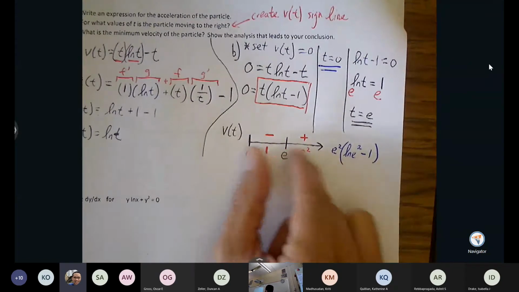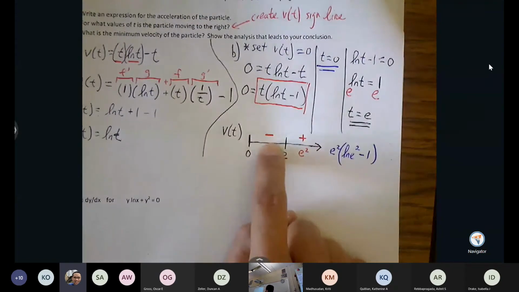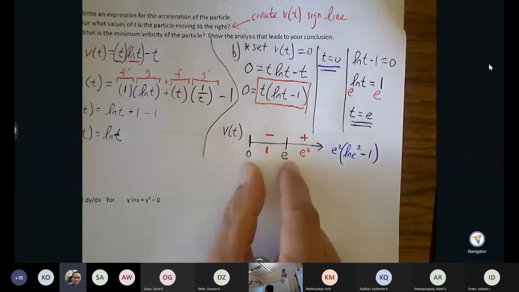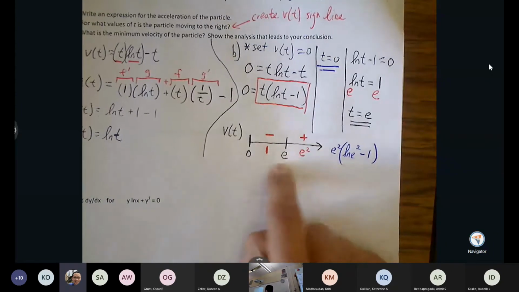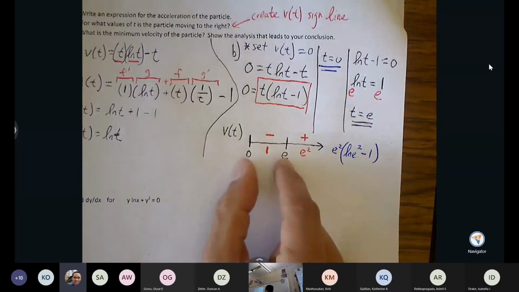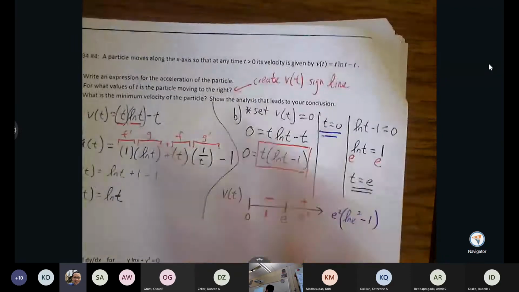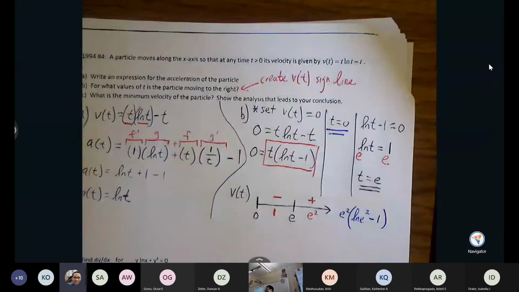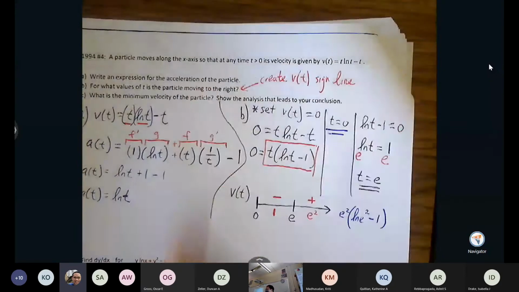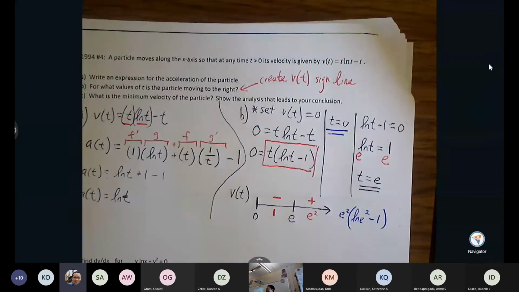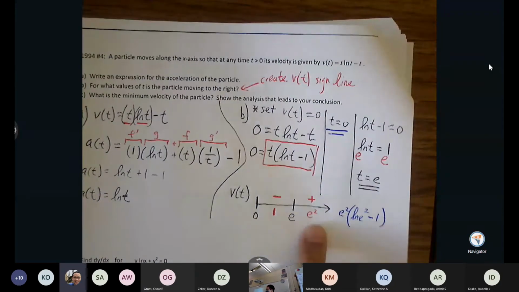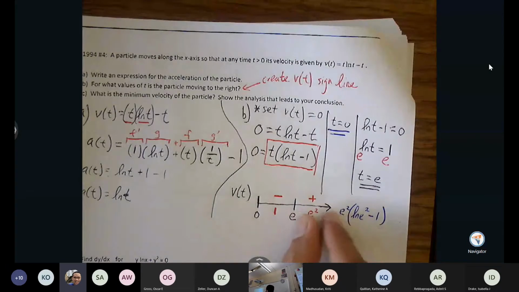So what do these mean? This negative interval tells us what's happening. Okay, good. That's changing direction. What's happening from 0 to e? What can you say about the object? Moving to the left. Right, it moves to the left, because it's going along the x-axis, horizontal, so either left or right. Sometimes you may see a problem where it's along the y-axis. If it is, then positive velocity is up, negative velocity is down. And then here it is moving to the right.